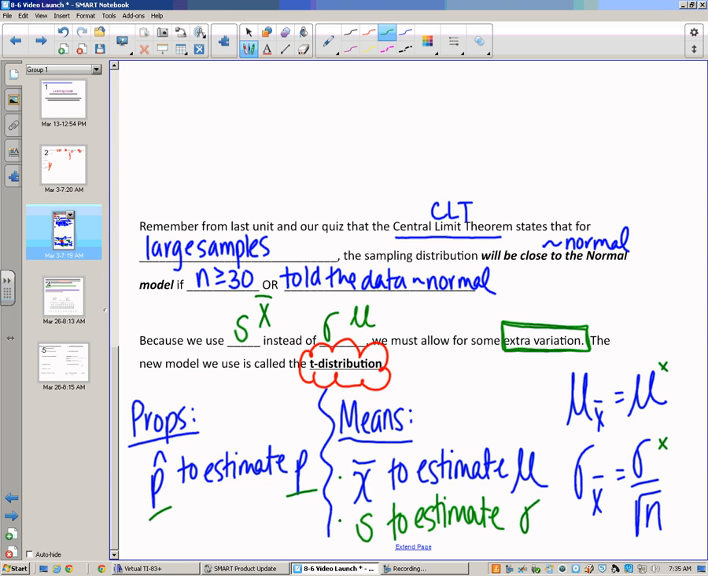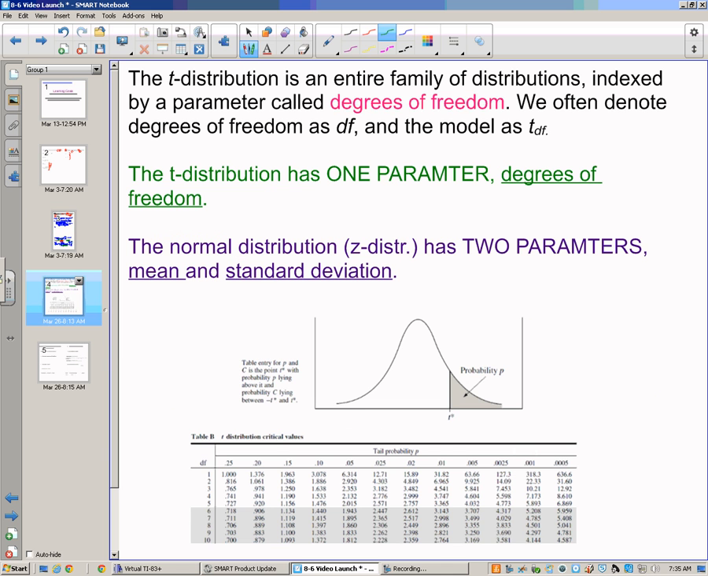So some notes on this before we go on: this T distribution is a whole family of distributions that is defined by what we call degrees of freedom. We often abbreviate degrees of freedom as DF. It has one parameter, this T distribution. The one parameter is degrees of freedom, or DF. The normal distribution, if you remember, had two parameters, the mean and the standard deviation.